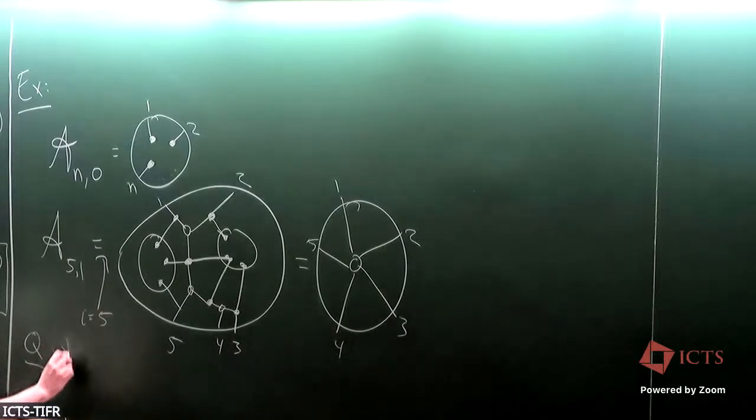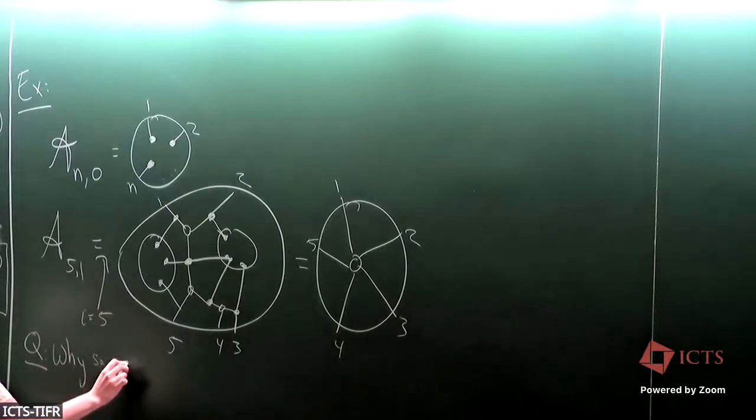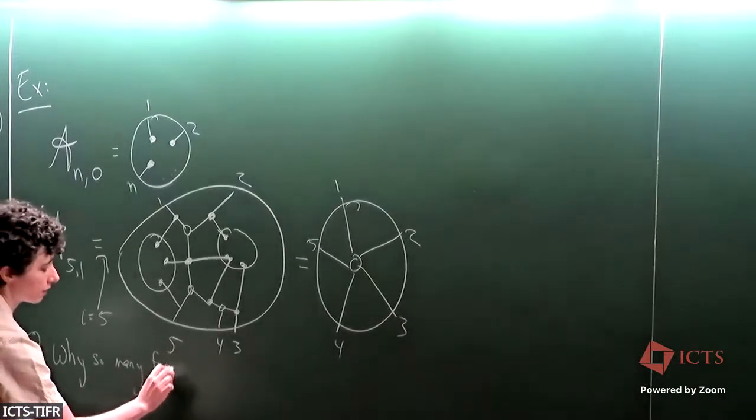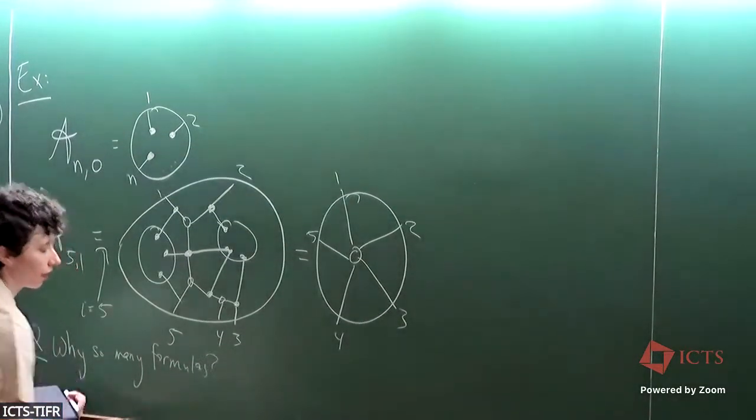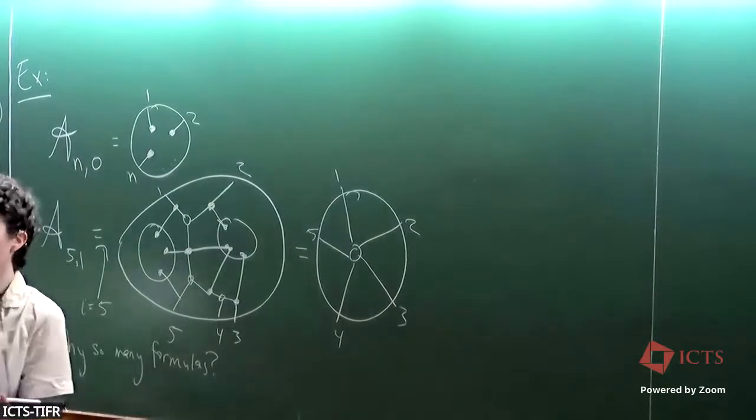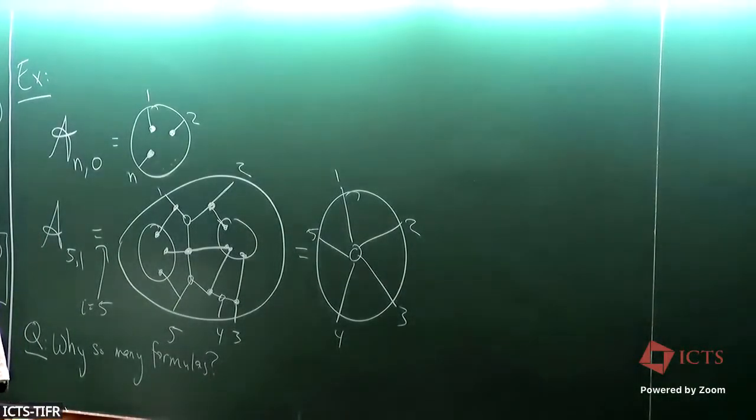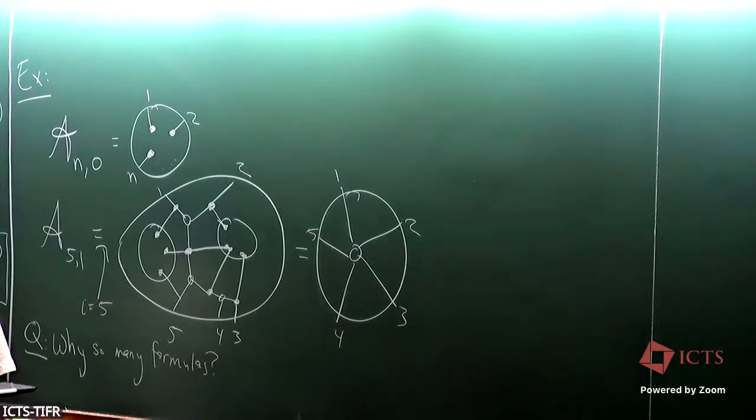Why so many formulas? An explanation for why they're equal. They sort of have to be equal because they're all computing the same thing. But if someone doesn't tell you this in advance, then you think, oh my God, why should these things ever be the same?